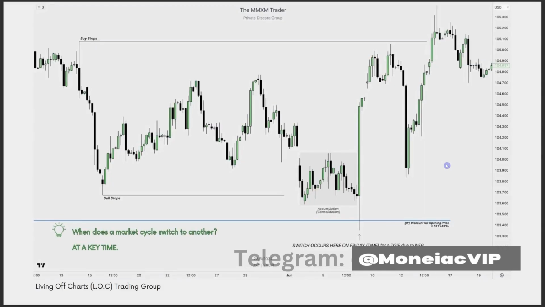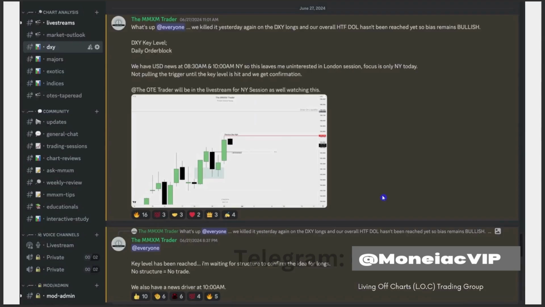Now when does a market cycle switch to another? It is always at a key time, right? And over here we've got that manipulation lower and then we reverse into that market cycle, right? And this occurs during a Friday for a TGIF, and that is because of NFP. Over here we've got a Discord screenshot, right? Why we called this direction, and we can clearly see the key level daily order block, right?